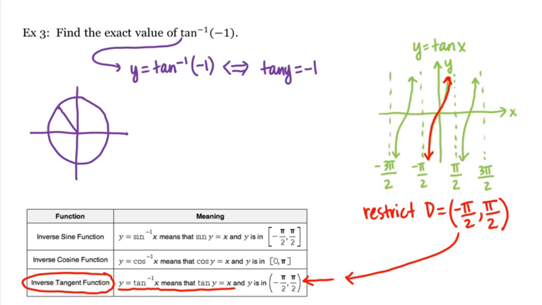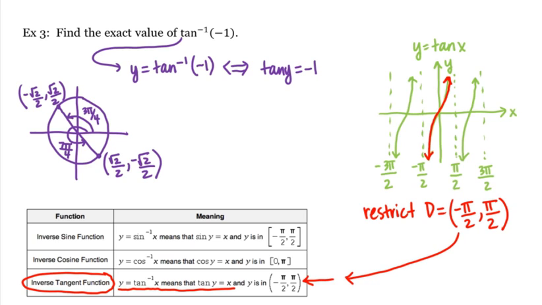This angle here, 3π divided by 4, will have tangent equal to -1 because the ratio of the y-coordinate to the x-coordinate will be -1. But also the tangent of this angle here, 7π divided by 4, will also be -1 because the ratio of the y-coordinate to the x-coordinate here is -1. And the tangent of any of their coterminal angles is also equal to -1.